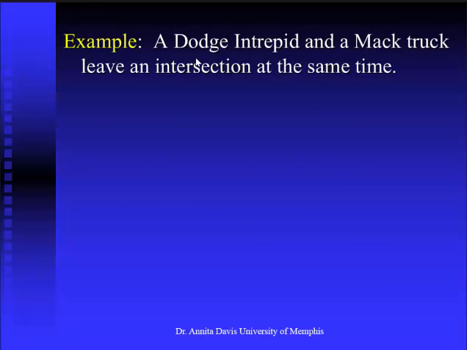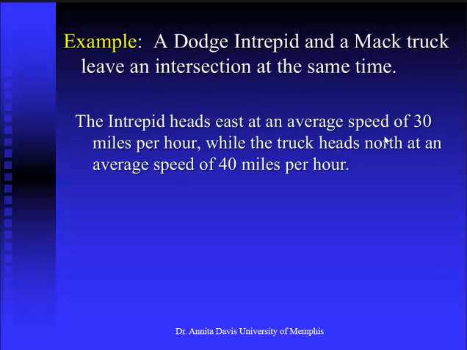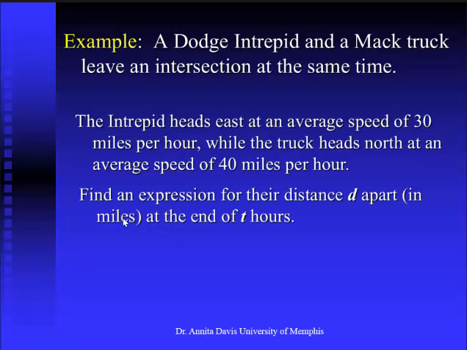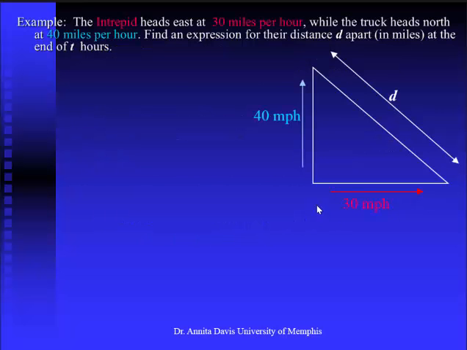For example, a Dodge Intrepid and a Mack truck leave an intersection at the same time. The Intrepid heads east at an average speed of 30 miles per hour, while the truck heads north at an average speed of 40 miles per hour. Find an expression for their distance d apart in miles at the end of t hours. First, we draw a diagram.